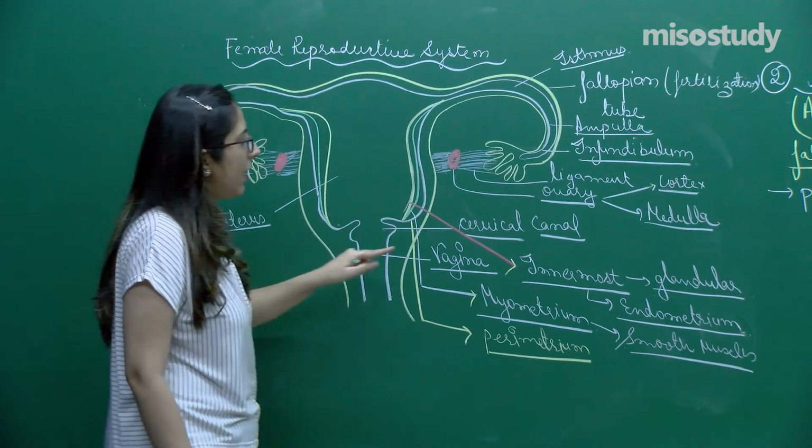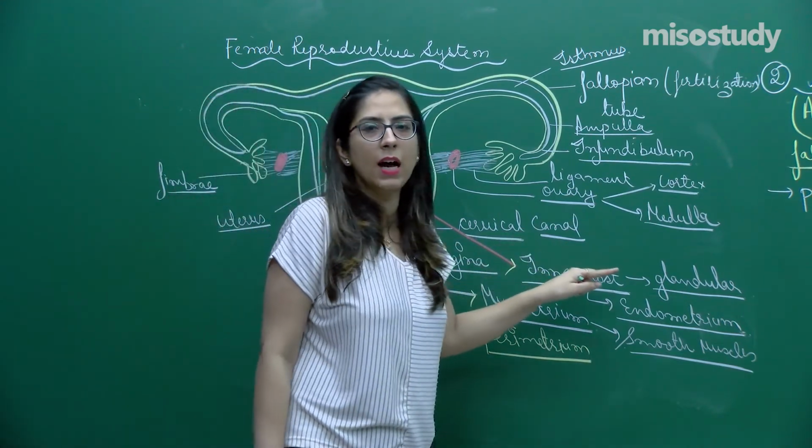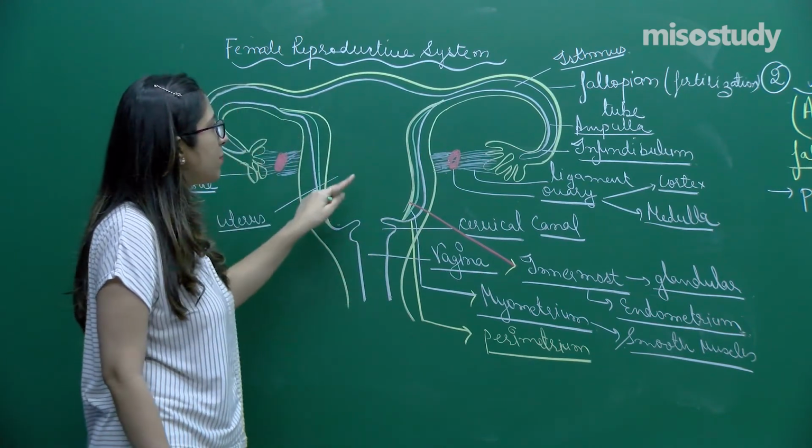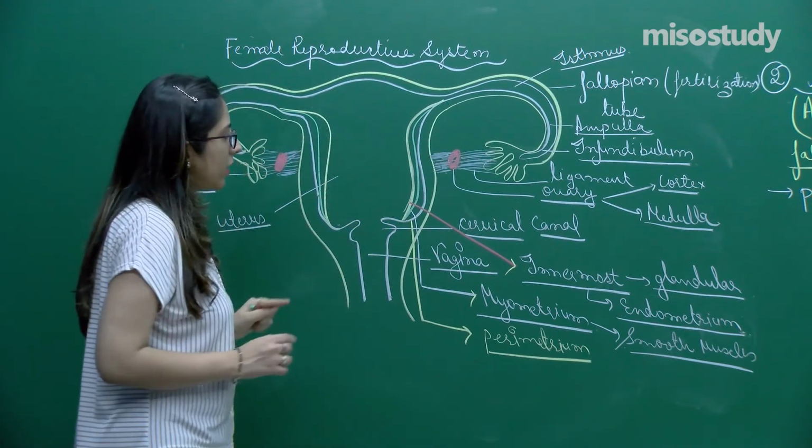This is called as a cervical canal. The cervical canal is that canal which connects the uterus to the vagina, which helps in the passing of sperm. Right. So this is a whole structure.